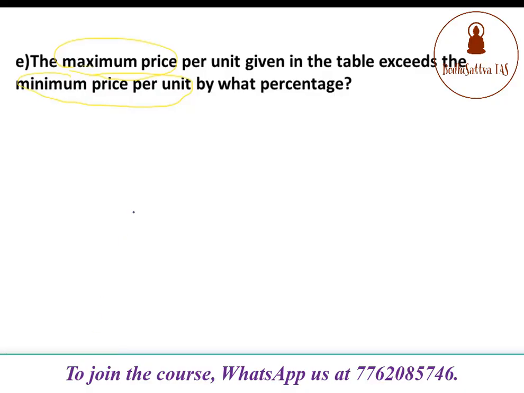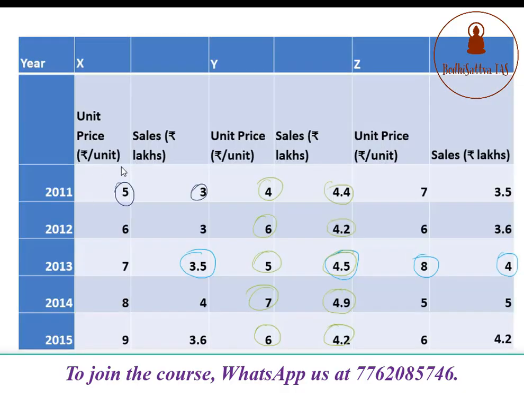Now if we see the table, we have to just see the maximum price per unit. In the first column it is 5, 6, 7, 8, 9, so 9 is the maximum. We will keep this in mind and check if there is any other price more than 9. For Y, the unit price was 4, 6, 5, 7, 6. No one is more than 9. And for Z, unit price was 7, 6, 8, 5, 9. So the maximum price is 9.